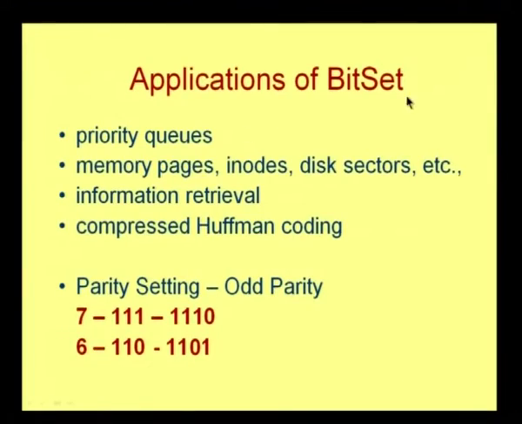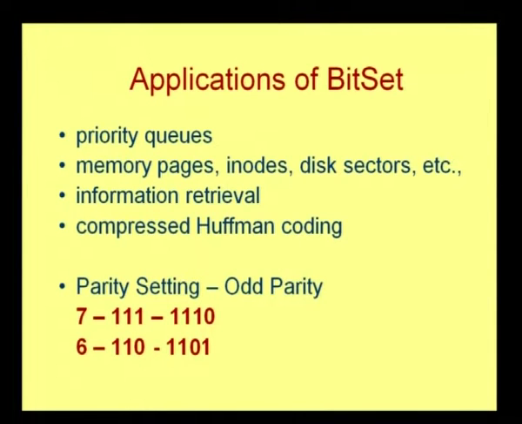So, where do we use this bit set? In case of priority queues, memory pages, inodes, disk sectors, etc. And for information retrieval we are using this bit set, and in compressed Huffman coding we are using this bit set. And we also know what parity setting is, how it is used for sending your bits and then verifying your bits. So, this bit set, a set of bits where we have zeros and ones, is used in many applications.